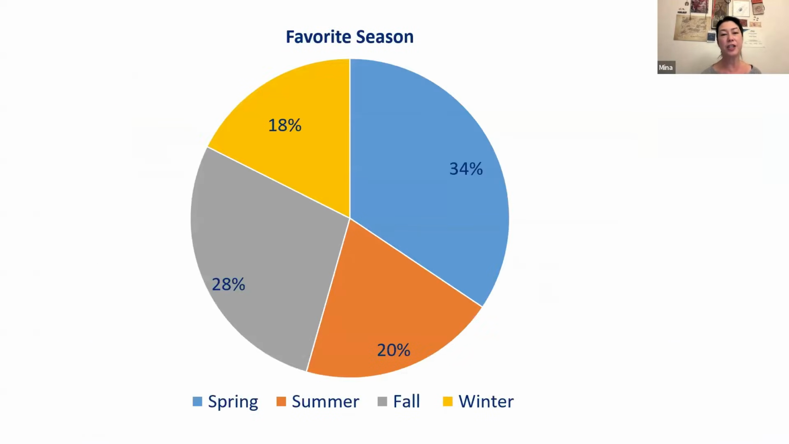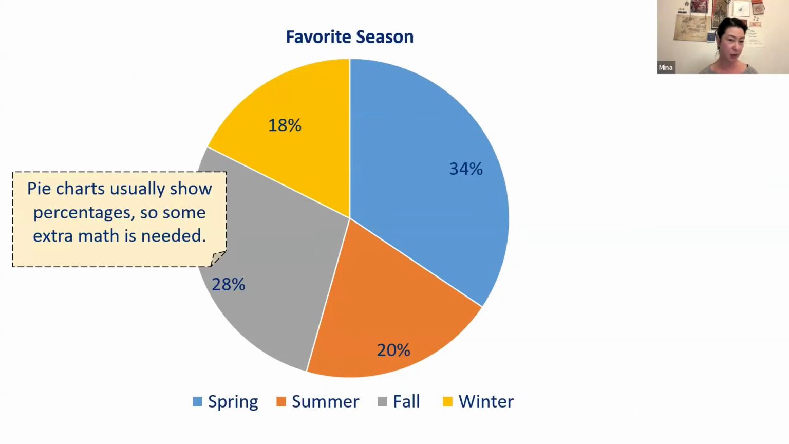I could take this information, you saw a bar chart, but I could also make this into a pie graph and show students the same information demonstrated a different way. And then as a class, we would compare the two to see which we preferred, which is more useful. I want to note that we usually use percentages rather than actual numbers with a pie chart. And so a little bit of extra math is needed in this case.